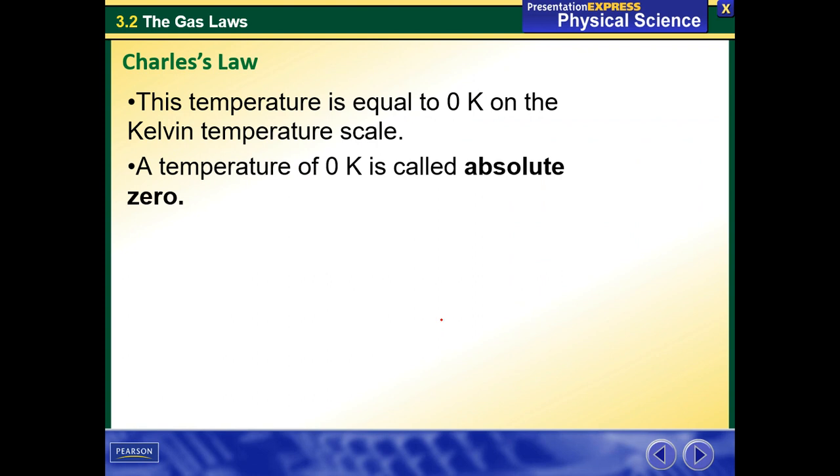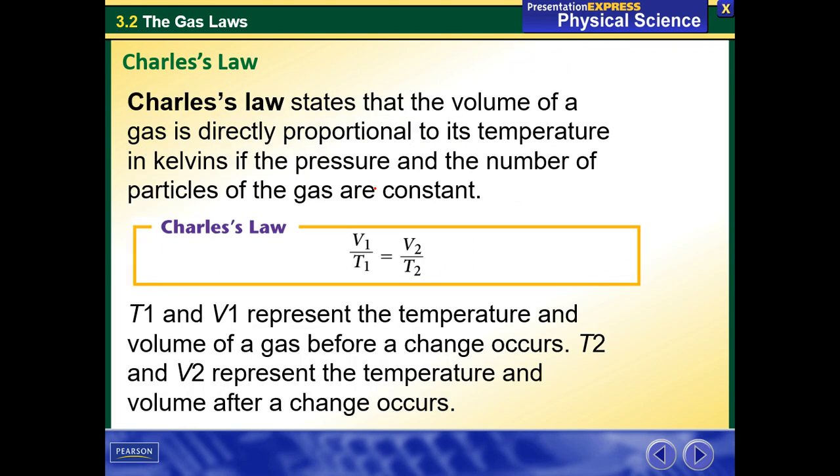This temperature is equal to 0 Kelvin on our Kelvin scale. And remember, Kelvin is our SI unit of temperature. This temperature at 0 Kelvin is known as absolute zero. You cannot get colder than absolute zero. And remember, we've tried to get things to absolute zero, and this is where we start creating the phase of matter, Bose-Einstein condensate, or BEC, that we talked about.